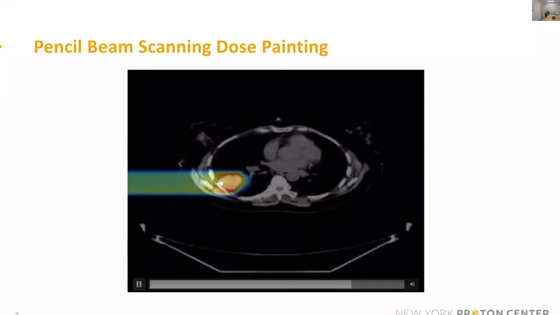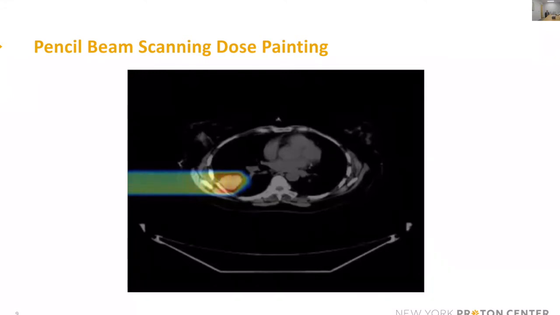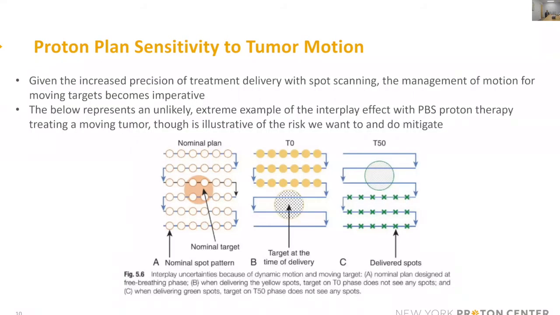The reason I wanted to highlight these pictures and this video is to show that, as you can see, spot scanning proton therapy is very, very precise in terms of its delivery. And given this increased precision, it's even more imperative than it ever has been in the field of radiation oncology to manage motion and moving targets. While the pictorial below is an extreme example of what we call the interplay effect with PBS proton therapy, I think it's very illustrative of why motion management is important, and sets this foundation for why.